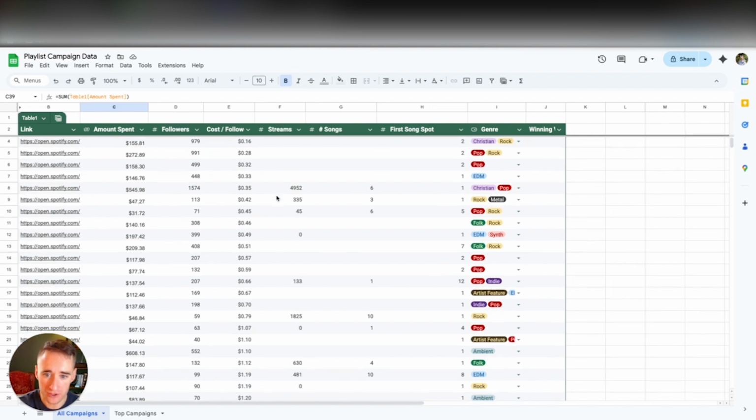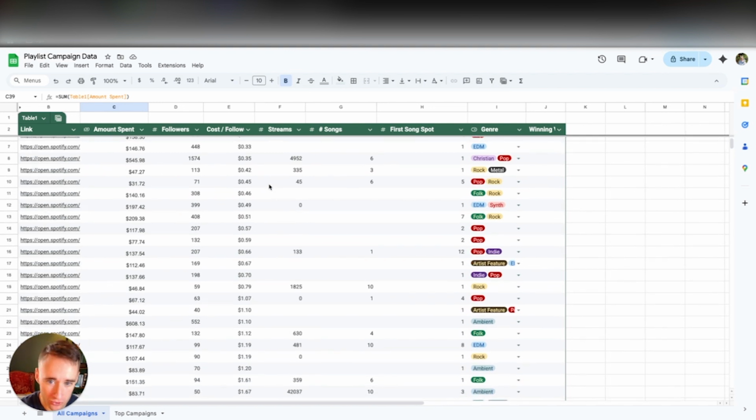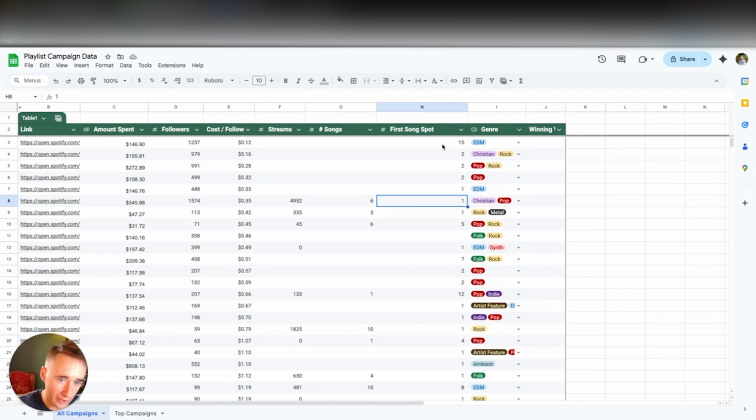When artists gave me access, I recorded how many streams the playlist drove over the time period we were advertising it. Also how many songs the artist put on the playlist. First song spot is the first spot on the playlist that was the artist's song, so this person didn't put their own song until the 15th spot on the playlist. This person put their own song in the second spot, and so on. And then which genre of music? Everyone gets mad whatever I say about their genre, but this is just for my own thinking.